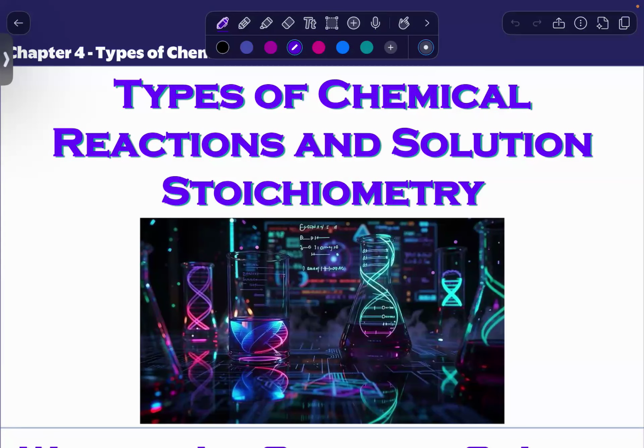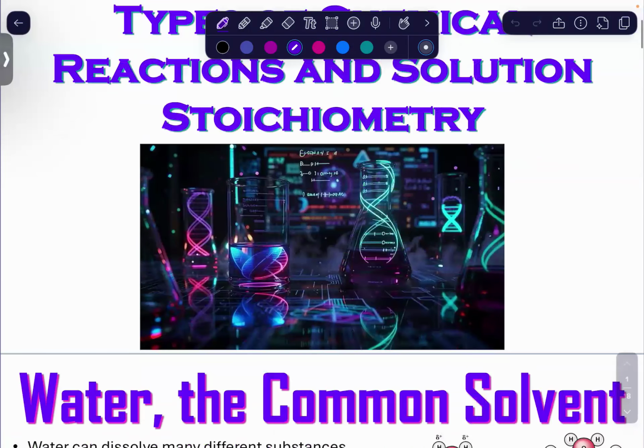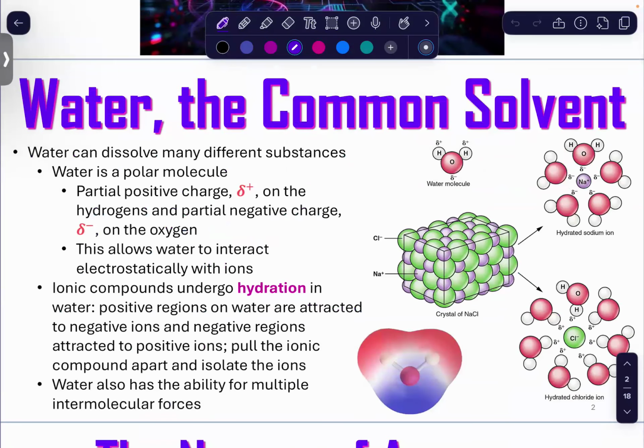All right, today we're starting into chapter 4, types of chemical reactions and solution stoichiometry. One thing you're going to notice is that water is a pretty common solvent. You're going to use it for a lot of your labs, your reactions. It's able to dissolve multiple substances.